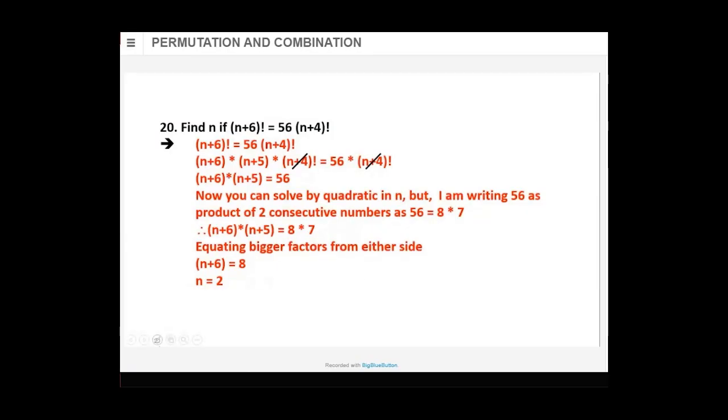Any doubt? Third time I am asking. Any doubt? Fourth time? Now people started typing. No. Clear? Now next time if a sum comes about n, you have to do it.